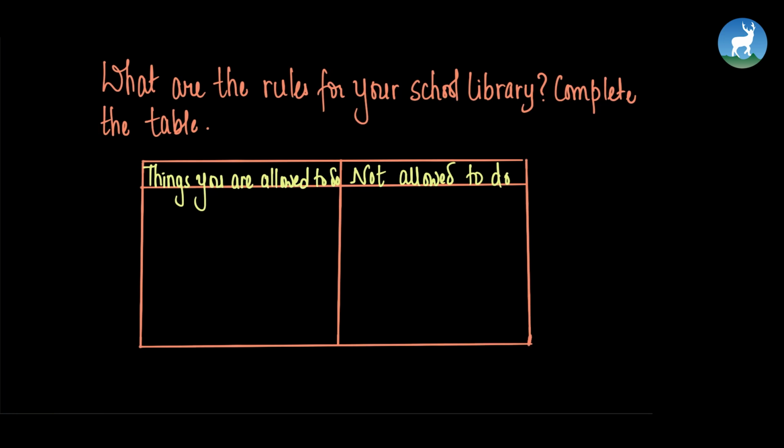So here's an assignment for you all. What are the rules for your school library? Complete the table. On the table, as you see, we have 2 columns, and in one of the columns you have to write things you are allowed to do in the library, and in the other you have to write the things that you are not allowed to do in your school library. So it's going to be fun bringing out all the information from your library and writing it down.